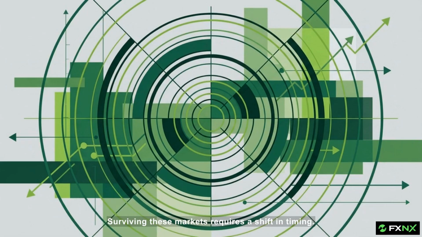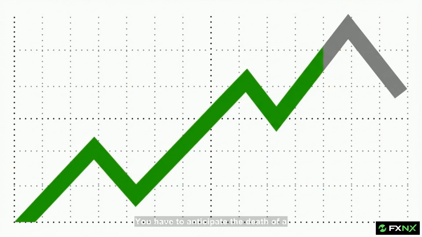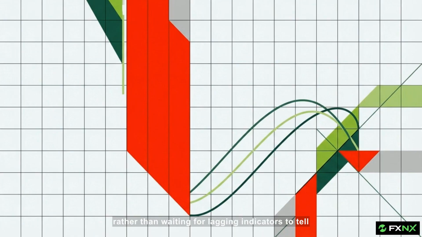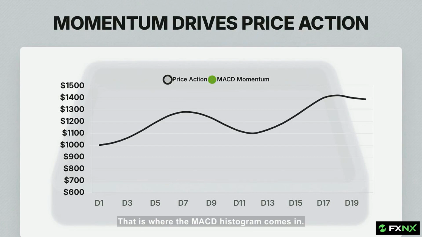Surviving these markets requires a shift in timing. You have to anticipate the death of a trend before the actual price drops, rather than waiting for lagging indicators to tell you what already happened. That is where the MACD histogram comes in.